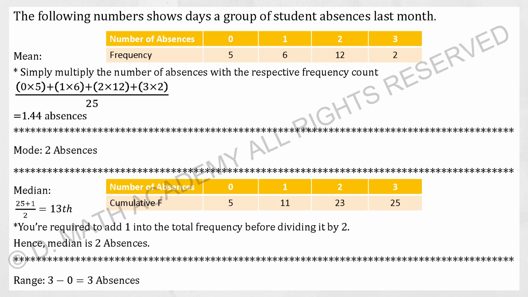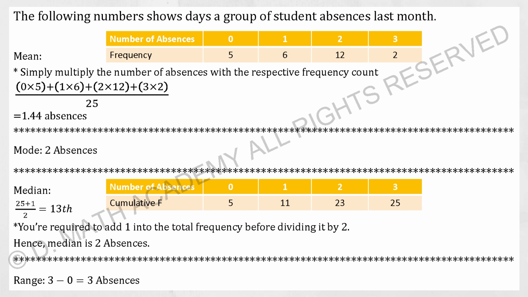For the last one, which is the simplest one, it doesn't involve class intervals. To calculate the mean, simply take the number of absences times the frequency, add the total up, and divide by 25. The 25 over there is the total frequency. So the mean of this will be 1.44 absences. And for the mode, it will be 2 absences because it has 12 frequency.